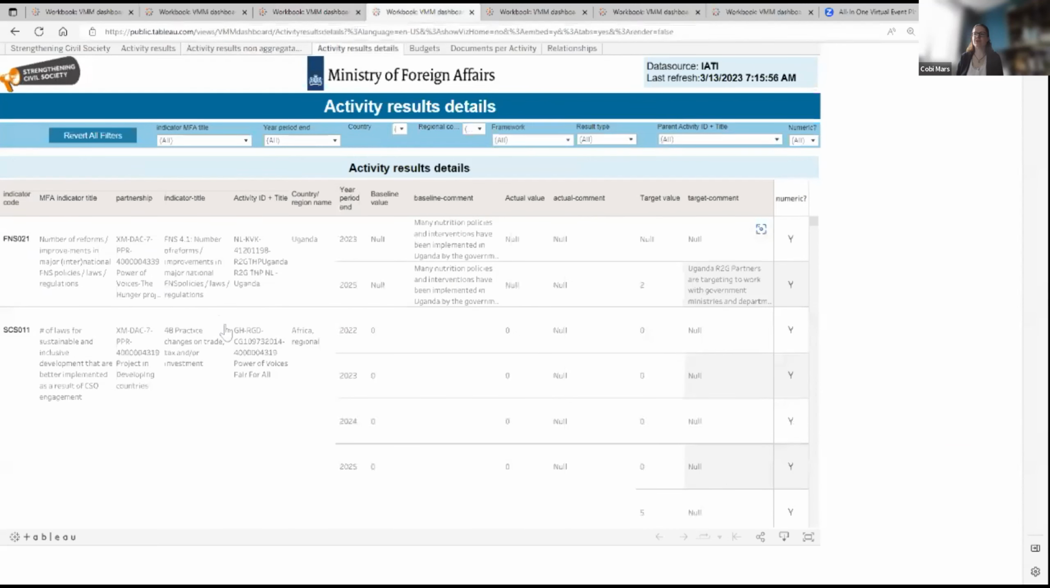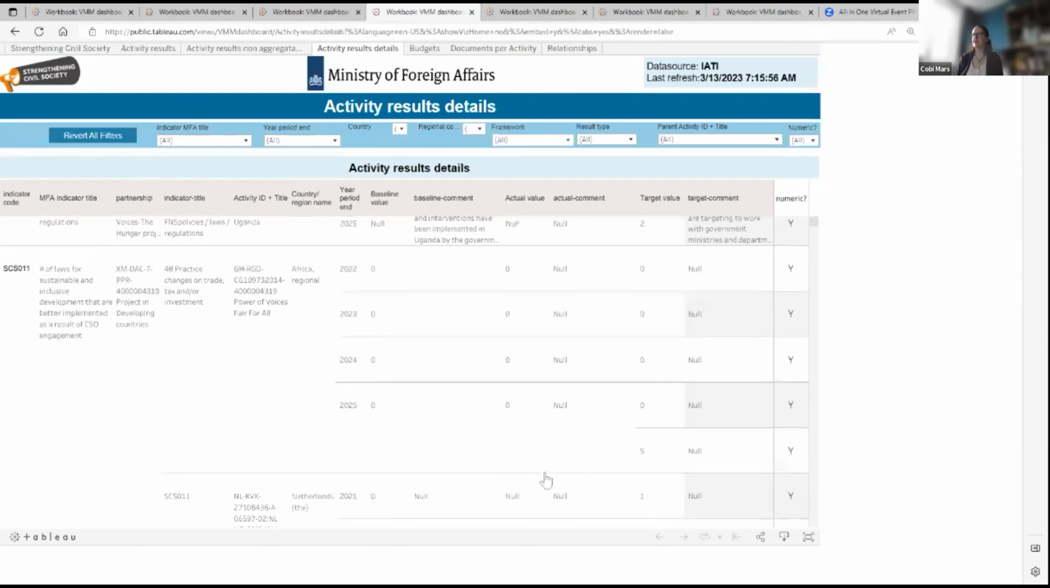What I also mentioned earlier is that we don't only ask the numbers, we also ask qualitative data. So therefore we built one tab in the dashboard, which is called activity results details. And in this tab, you can really see all information. Of course you can also see this in D-portal, but then you see it per activity. We can see it in Matis, but then you see it per partnership. Here I can select one indicator across all partnerships, across all partners, and do an analysis of what is in this indicator.